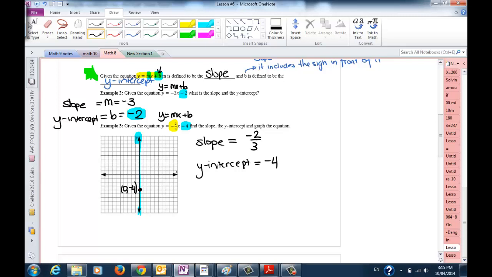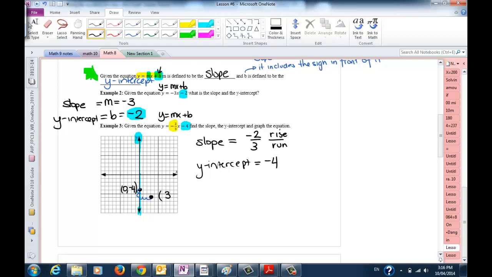And now I'm actually going to use my slope to create my second point. Okay, so my slope is, remember, it's rise over run. And if my rise is -2, from my point I'm going to go down 1, 2, and I'm going to go +3 horizontally, so that means to the right 1, 2, 3, and then I'm going to plot my point.